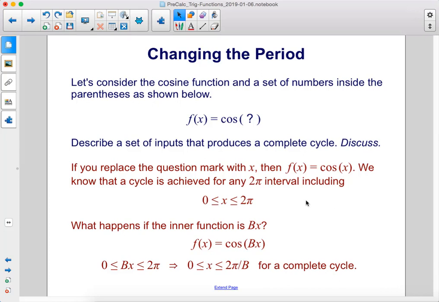We know that a cycle is achieved for any 2 pi interval including x that is greater than or equal to 0 and less than or equal to 2 pi. What happens if the inner function is bx? f of x equals cosine bx. Therefore, bx is greater than or equal to 0 but less than or equal to 2 pi. And if we divide each piece here by b, we get that x is greater than or equal to 0 and less than or equal to 2 pi over b for a complete cycle.